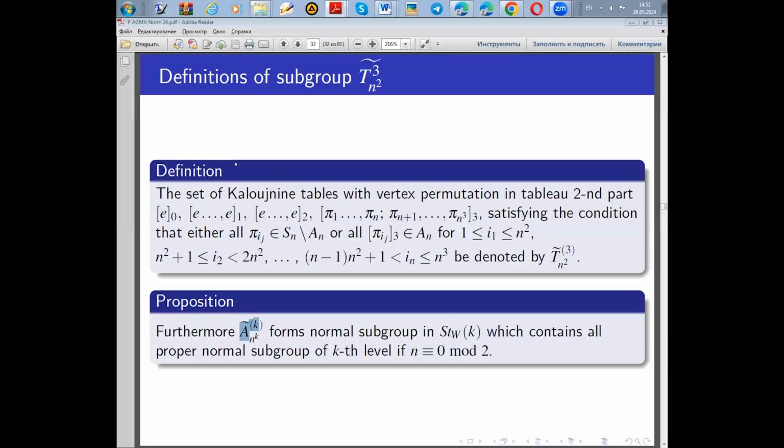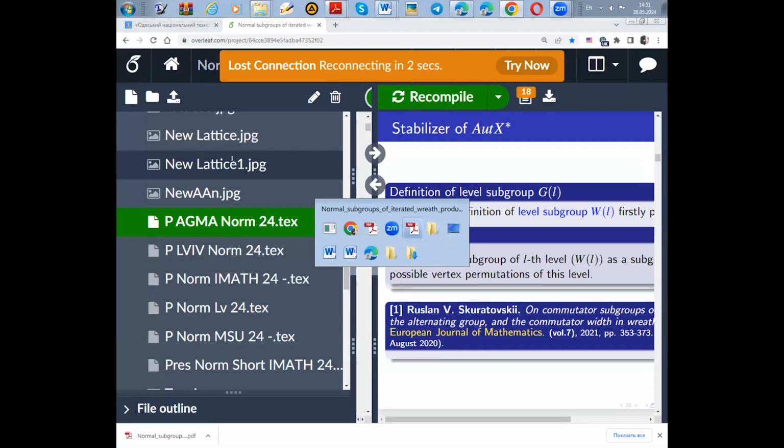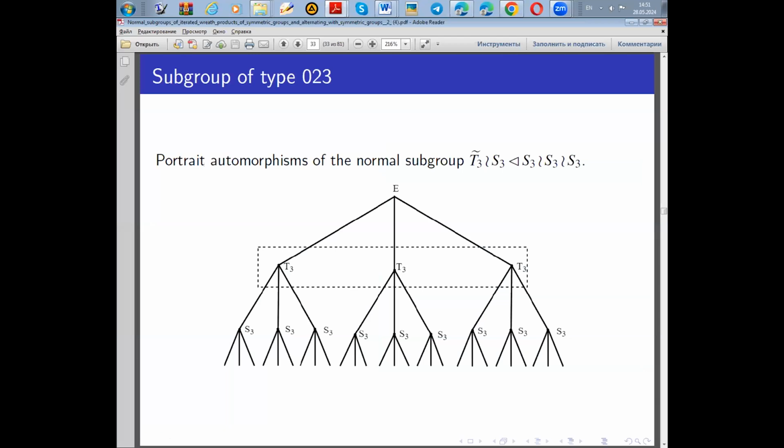Maybe some questions. Somebody have some questions? I open. Oh, I see the picture. Just a moment. I make changing picture. Some questions or remarks in the meanwhile? Do you see the portrait of automorphism? Yeah, I see that. Yes, yes.